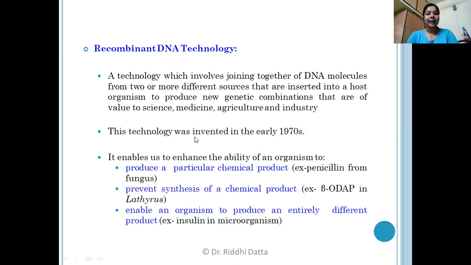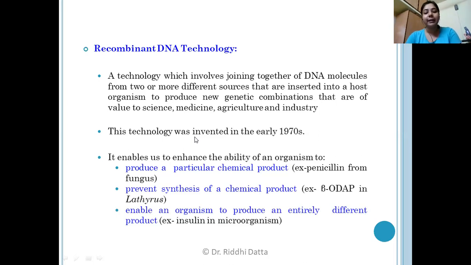So now we must understand why this gene technology is important. This recombinant DNA technology will enable us for three main purposes. First, we can produce a particular chemical product inside the organism. So we can make an organism synthesize a particular chemical product in larger amounts. For example, we know that penicillin is obtained from Penicillium, a fungus. So we can manipulate this fungus to synthesize more penicillin for us, because penicillin is economically important.